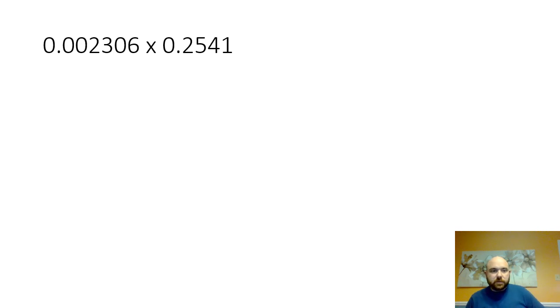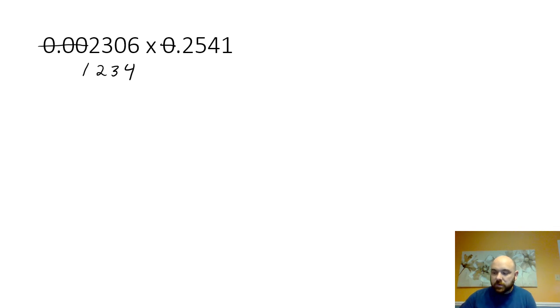On this slide, we're back to multiplication. We have 0.002306 times 0.2541, and we will count the number of significant figures in our calculated numbers here. These 3 zeros would not be significant because they come before the first non-zero digit. So our significant figures start here. I see 1, 2. This 0 is in between non-zero figures, so it's significant. 3, 4 significant figures there.